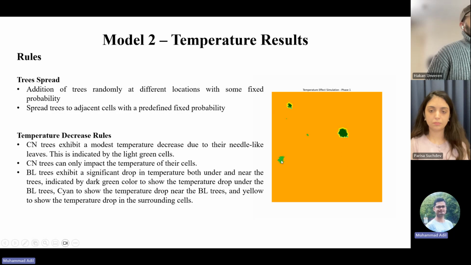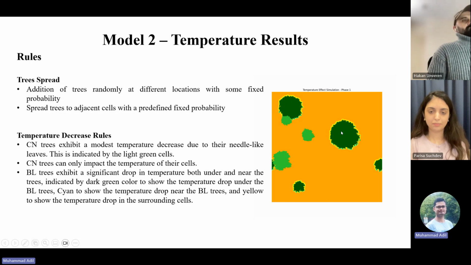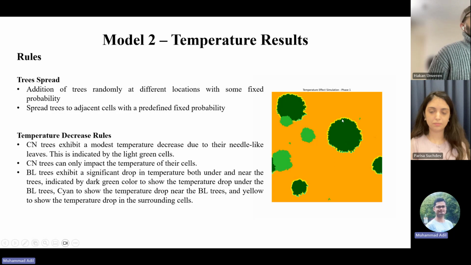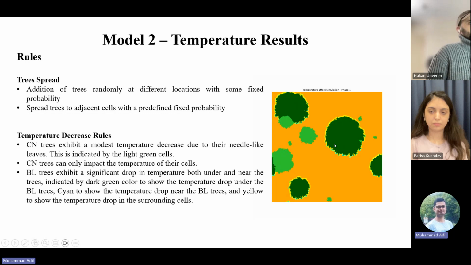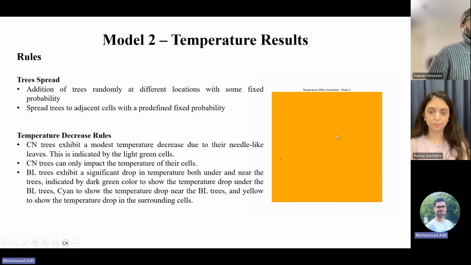So we are only showing the reduction of the temperature at those cells where the conifer trees actually exist. That means they are not impacting the neighboring cells here. But the broadleaf trees usually have more impact on the cells where they exist, and they also have an impact on the surrounding cells, which we are showing here by the color yellow and by aqua. The aqua are the direct neighboring cells, and the yellow cells are a little far.